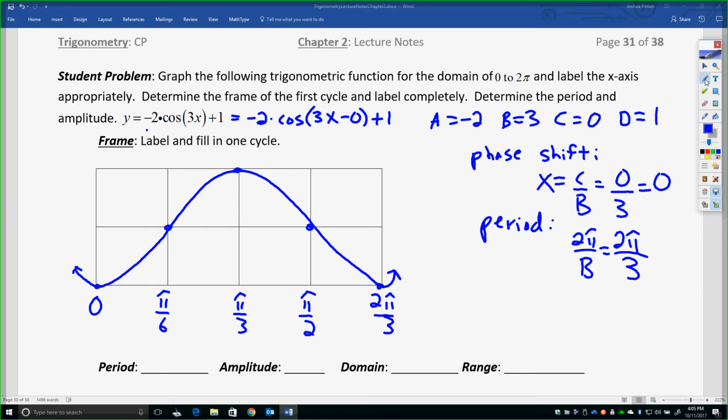Okay, so for our y-axis, we need our amplitude. Our amplitude here is in fact 2, because it's the absolute value of the a value, can only be positive. Our period was 2 pi over 3. Okay, that's a bad 2. Let's fix that.